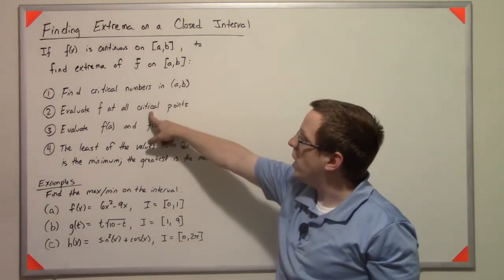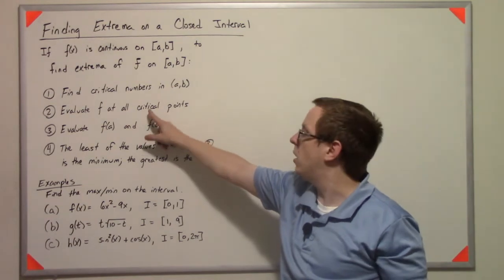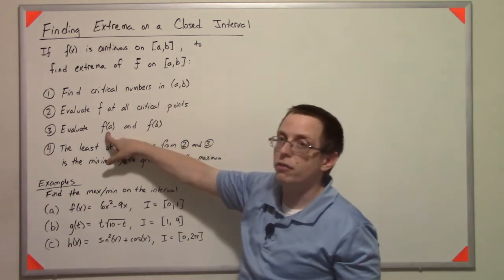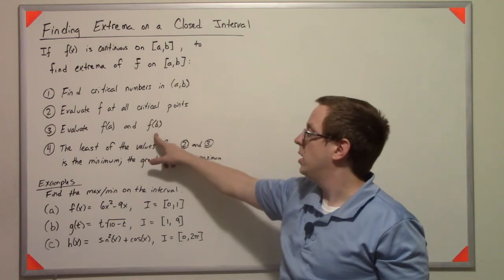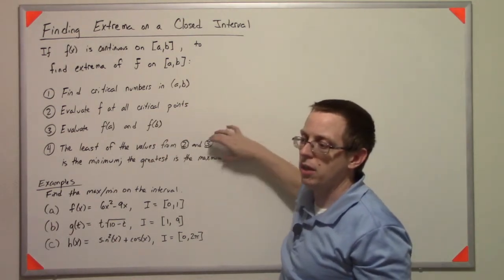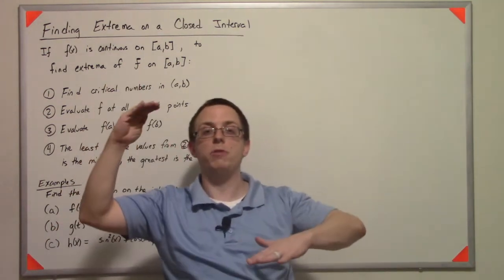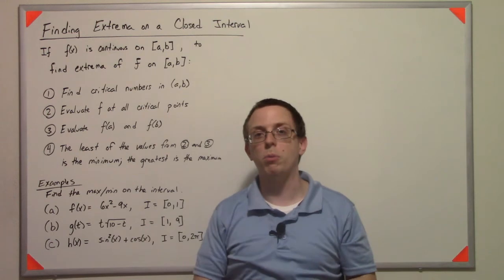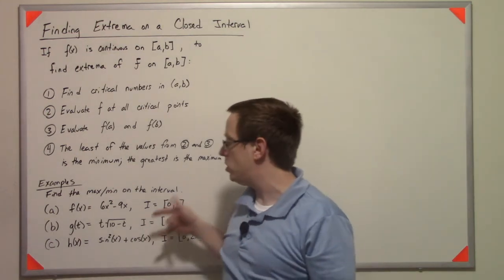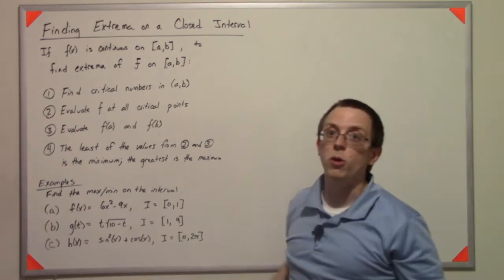And then we evaluate f at the critical points, so we figure out what the function output is there. Then we evaluate the function at the endpoints. And after we've done steps 2 and 3, we take all those numbers together, and the highest value is the maximum, the lowest value is the minimum. Pretty straightforward process. So we've got 3 functions here and 3 intervals, and we're going to try to see if we can do them all in one board.